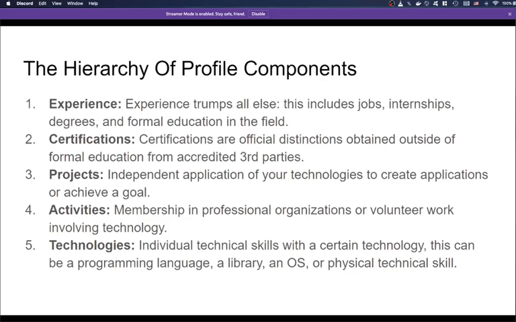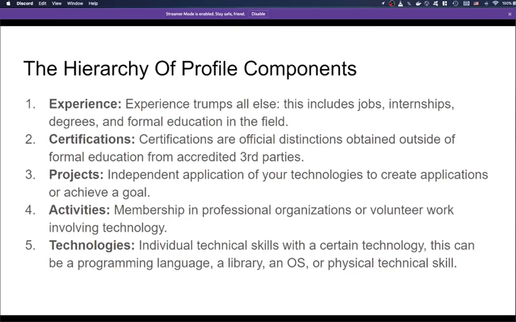Then we have projects, of course, which are independent applications of technologies to create applications or achieve a goal. That should be pretty straightforward. Activities, which is membership in professional organizations. Welcome to an activity. You're here right now. And volunteer work involving technology. And finally, we have technologies, which are individual skills with certain technologies. This can be a programming language, a library, an operating system, or a physical technical skill.